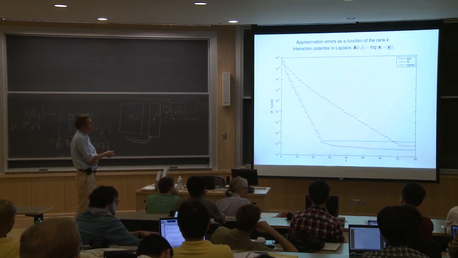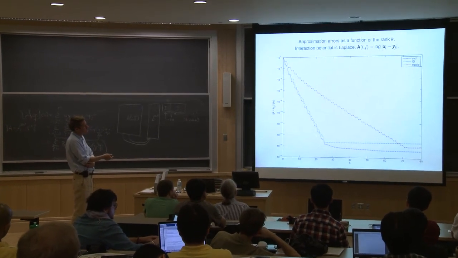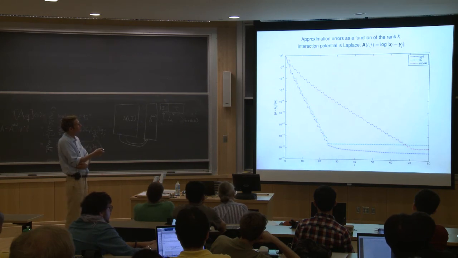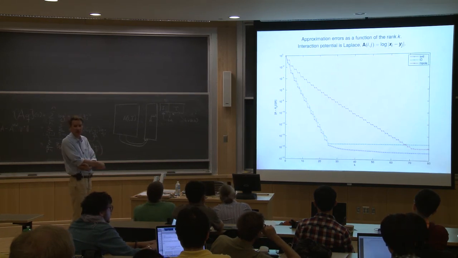All right, so here's the upper bound. This is the multipole expansion. The blue dots are the lower bound. That's a singular value decomposition, the best you could possibly do. And the green ones are what you get from the ID.